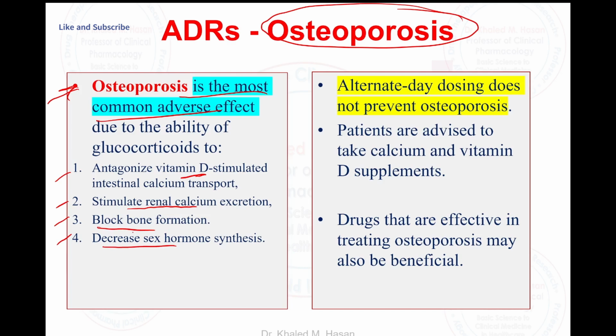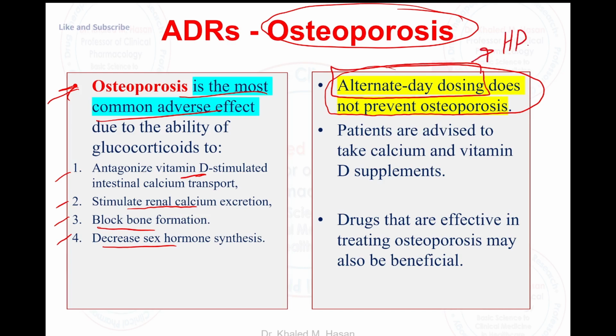They ask here, what happens if you use alternate day dosing? It does not prevent osteoporosis. We use this regimen only to prevent HPA suppression. So it's not effective for osteoporosis.